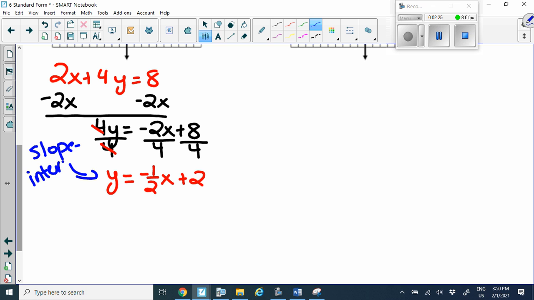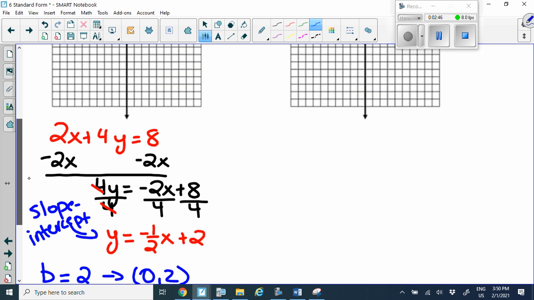Now that we have put it into slope-intercept form, we need to identify the y-intercept and the slope. So our b, which is always our y-intercept, in this case is going to be 2. Don't forget, that's actually where the point is going to be on that y-axis. So another way we can write this is (0, 2). Remember, the x is going to be 0, and then you have the y value. So let's plot that point, (0, 2).